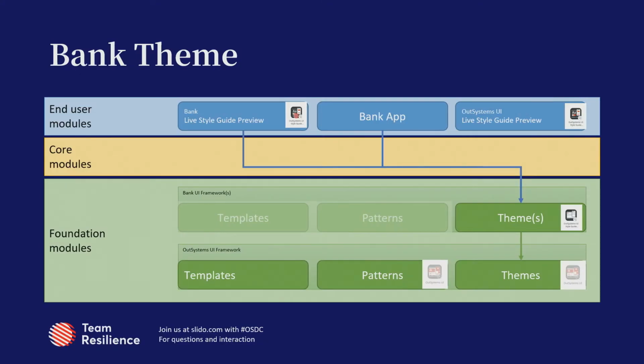And if you see what we do in this presentation and for application, is that we have created our own theme, the bank theme, which inherits or is based on the OutSystems UI theme. And we cloned the live style guide preview into one that is actually consuming our bank theme and not OutSystems UI. And our bank application is also consuming that same theme. So that's a way for you to actually have this living documentation of the theme you defined yourself. So you can have a look at what's available, how it will look like, the specific classes and the impact. So that's also something I would highly recommend.